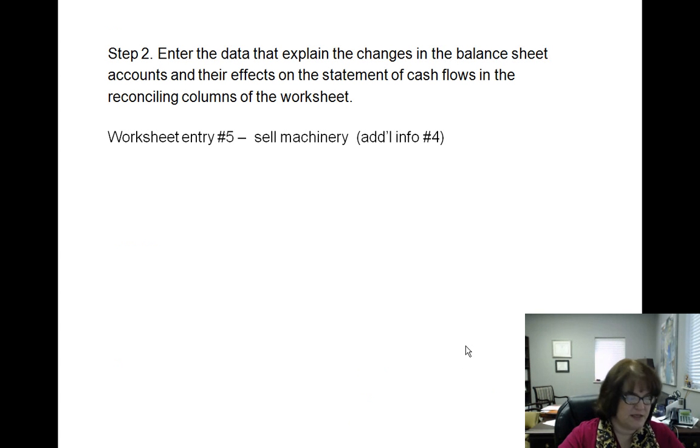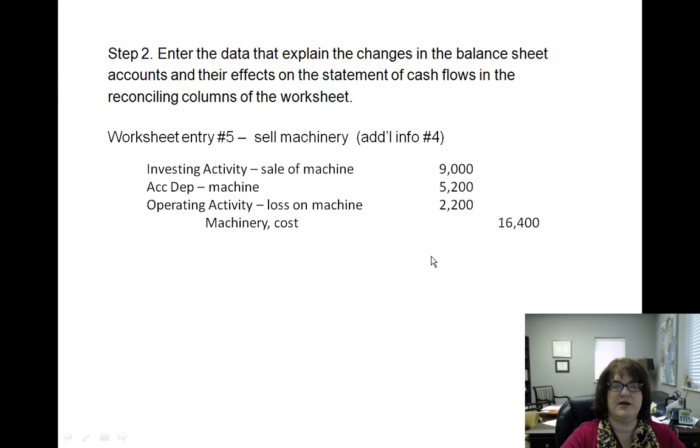All right, let's take a look at another journal entry. Our 5th worksheet entry says that we're going to sell machinery. This is from the 4th piece of additional information that says we had machinery with a cost basis of $16,400, on which there's accumulated depreciation of $5,200, and it was sold for $9,000. No other plant assets were sold during the year. All right, so we're going to take the machine off our books by crediting it for $16,400. We are going to debit accumulated depreciation on the machine for $5,200. We are going to debit the cash, but in this case, investing activity, sale of the machine, for $9,000.